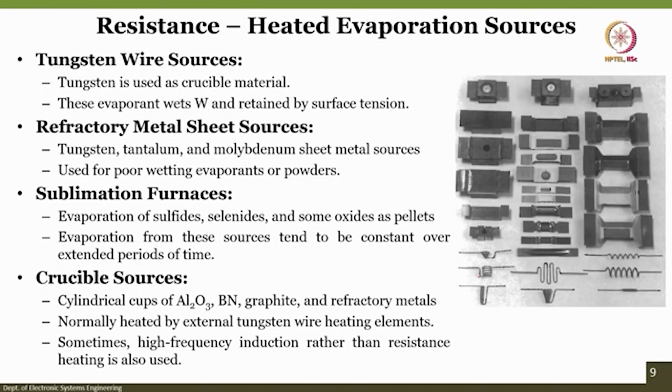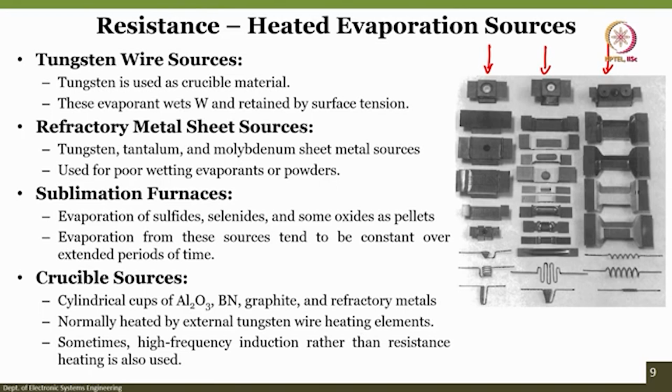The next question that comes to our mind is: what are the different kinds of evaporation sources? I have shown it to you in the schematic, but there are many more than what I have shown. These are all evaporation sources. You start with the tungsten wire sources. Tungsten is used as a crucible material. This evaporant wets tungsten and is retained by surface tension.